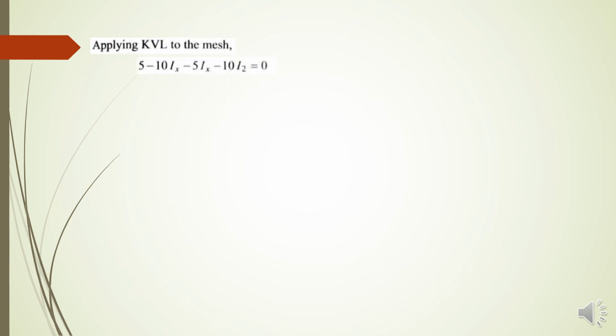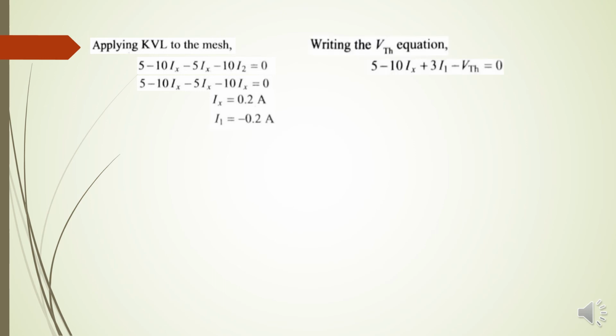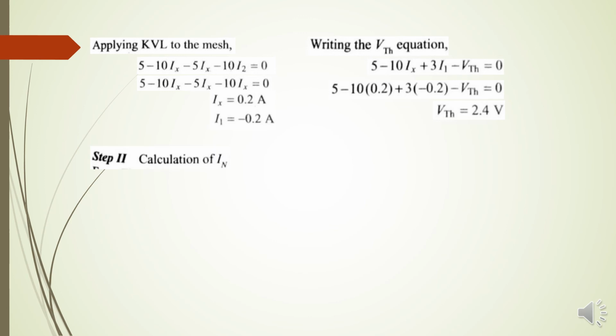Now apply KVL to the mesh, that is 5 minus 10 Ix minus 5 Ix minus 10 I2 equal to 0. Arrange the equation and get the values of Ix and I1. Now write the VTH equation: 5 minus 10 Ix plus 3 I1 minus VTH equal to 0. Substitute the values of Ix and I1 and you will get the value of VTH.